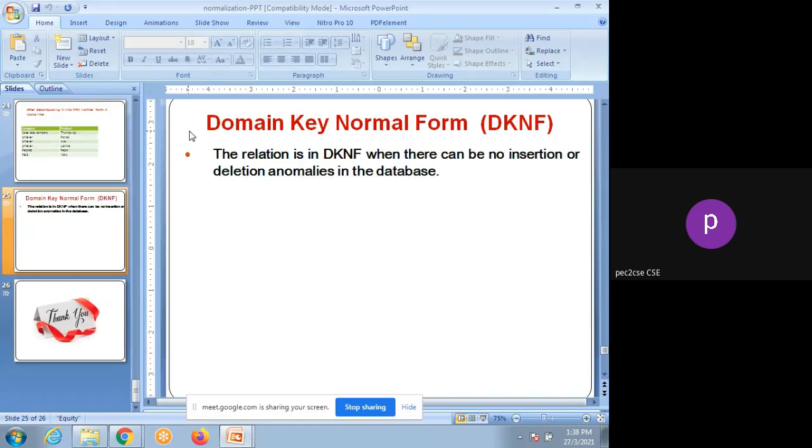Okay. So with that, the second unit is over. Is there any doubt in the normal forms?